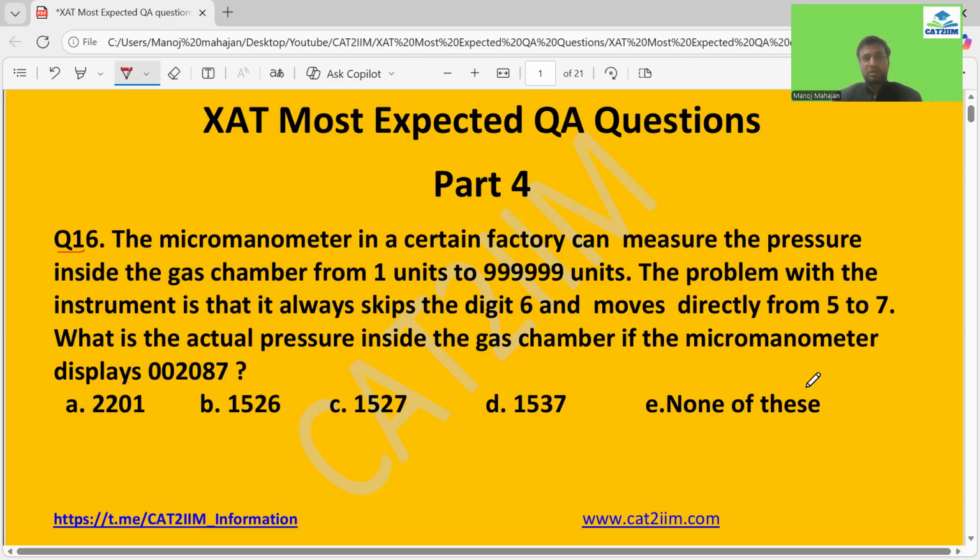What is given to us in the problem is that it skips the digit 6 and moves directly from 5 to 7. So what is the actual pressure inside the gas chamber if the micromanometer reads 2087? And these are the options we have. I just changed the data from the actual XAT question. So you need to know the concept; the focus should not be on the answers.